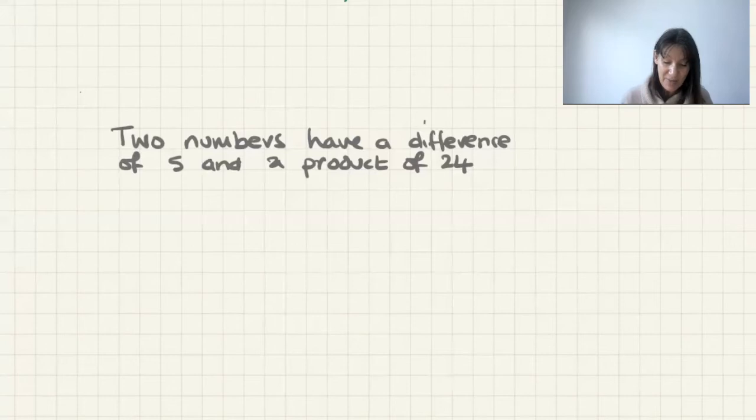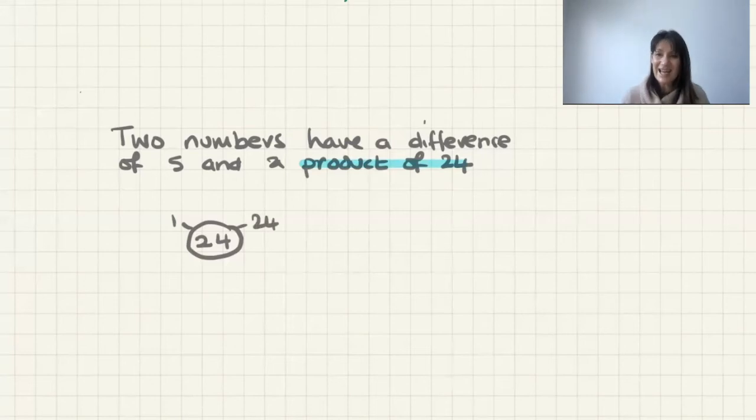Okay, so difference means take away. So when I take away the 2 numbers, I should be left with 5. Product means times. So those 2 numbers are going to multiply to make 24. And this is the bit that's really going to help me the most to get started on this. What I'm actually going to do is take the factors of 24, because they multiply to make it. So I've got 1 and 24. Well, that is not going to take away and give me 5.